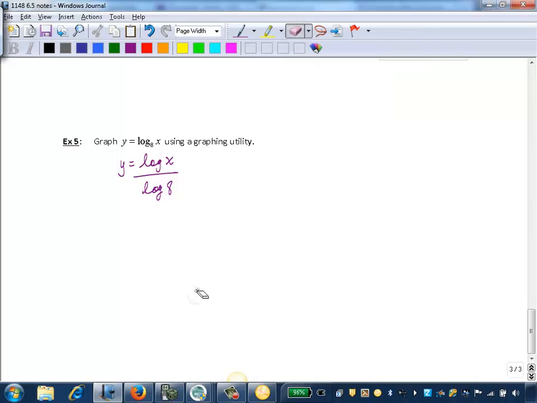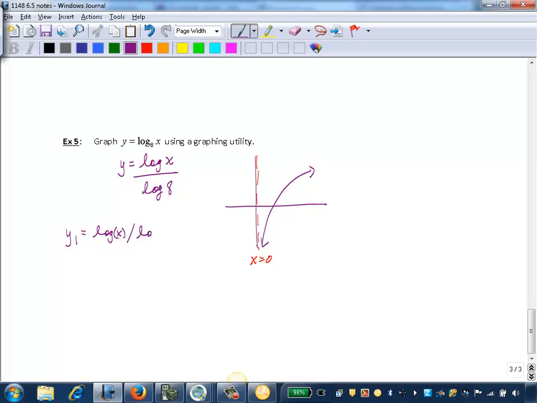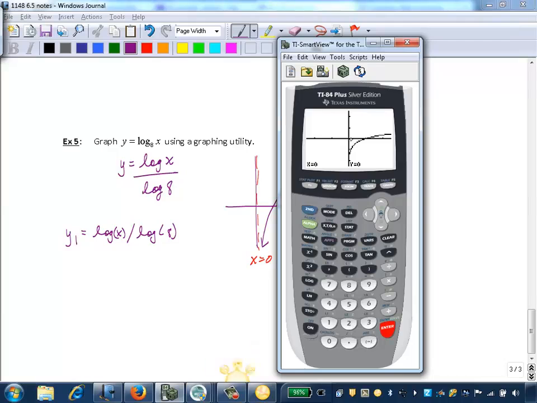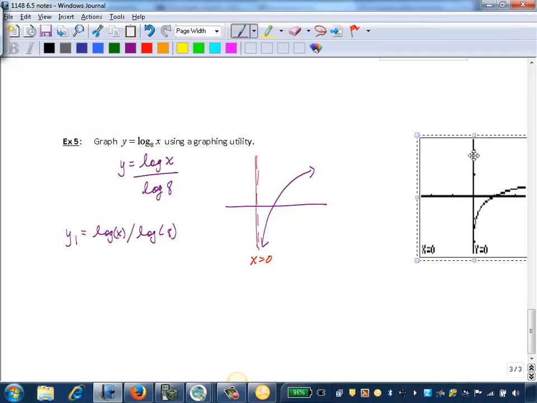So if you want to make just a little sketch in your notes here, we've got that vertical asymptote at x equals 0, and we've got that ramp shape. And if you also want to make a note that you graphed your y1 equal to log x divided by log 8 in your calculator, and I'm actually going to drag a screenshot here into our notes.